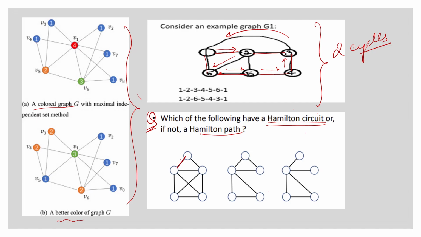So let's say 1, 2, 3, 4, and 5. We have reached our destination. Now let's try one more path. 1, 2. I think just try. I don't think there will be another path here.